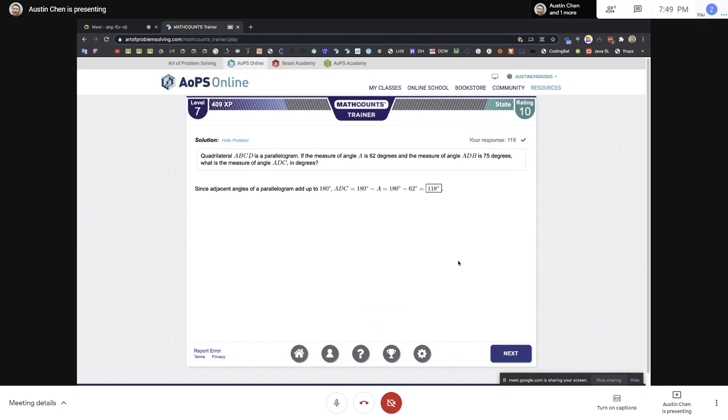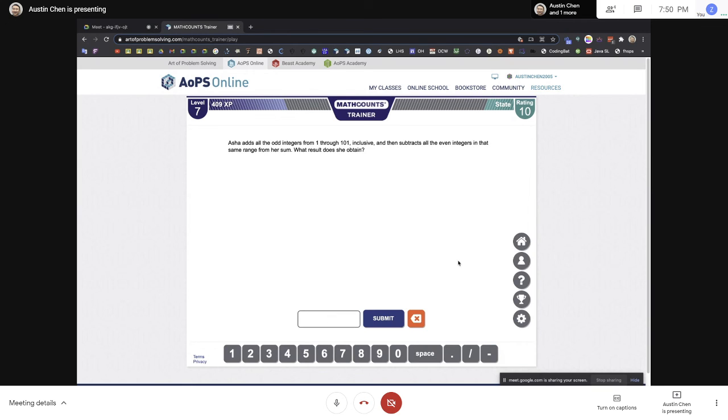If you draw it out, you know that two adjacent angles of a parallelogram have to be supplementary. Just use that.